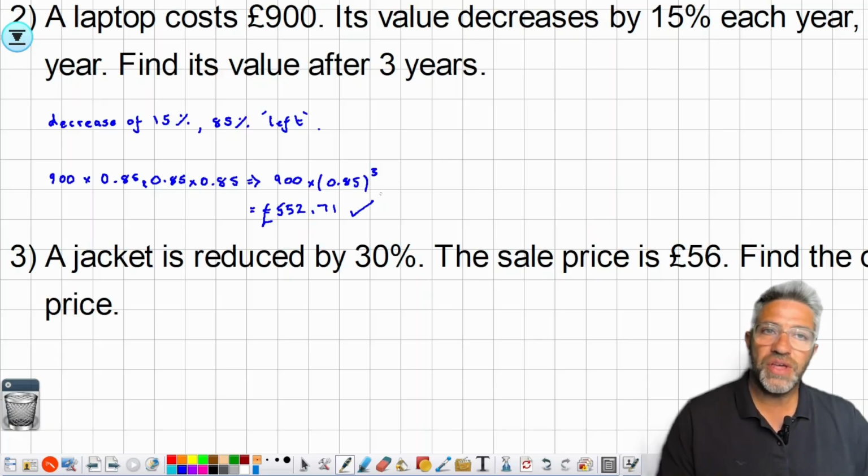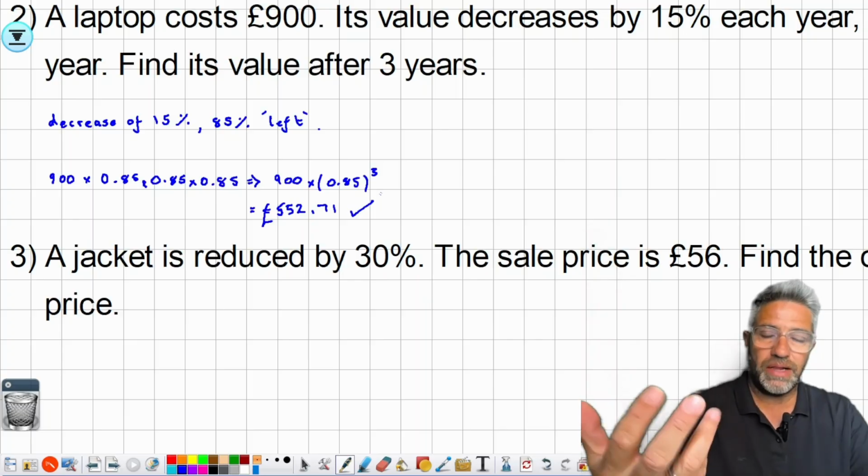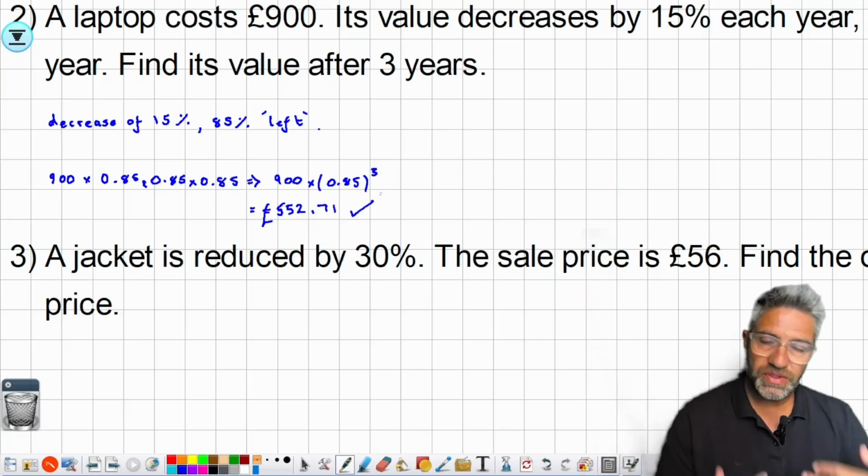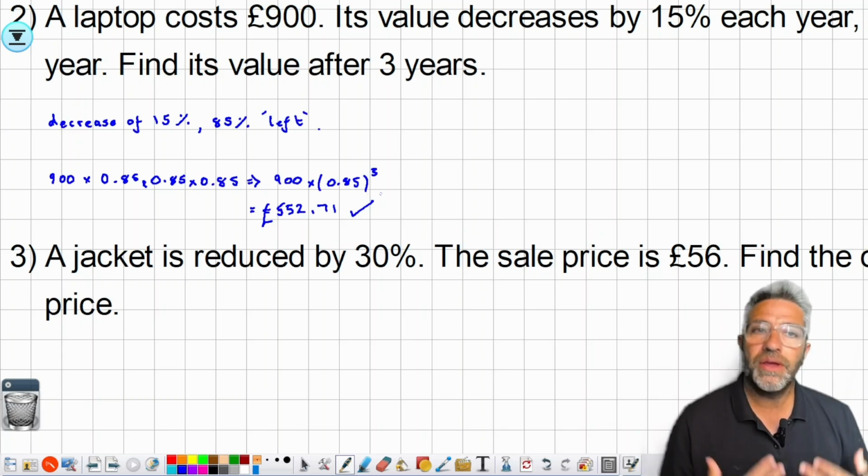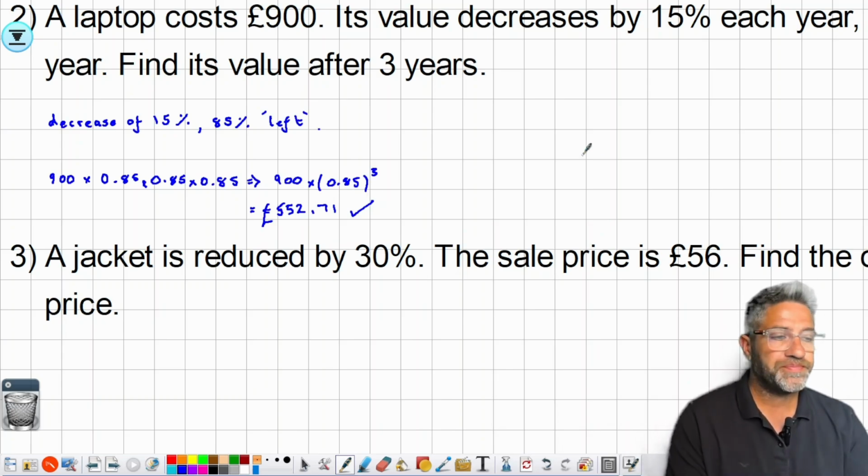And that's question 2. So question 1, we looked at something increasing in value. Question 2, something decreasing or depreciating in value. Let's look at question 3.